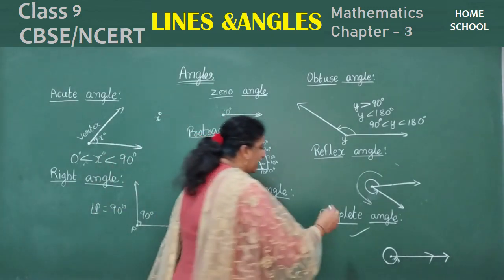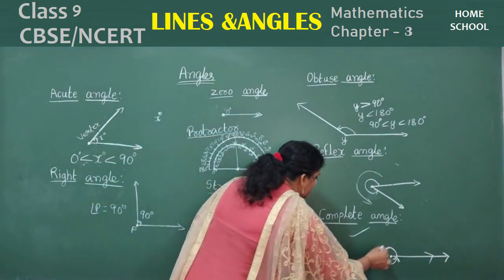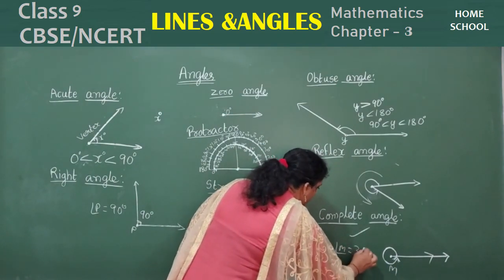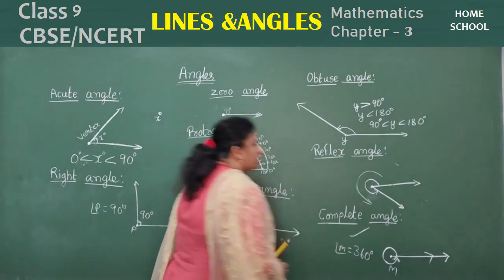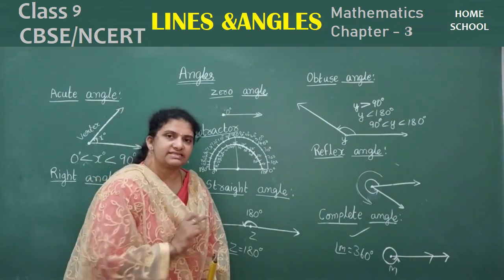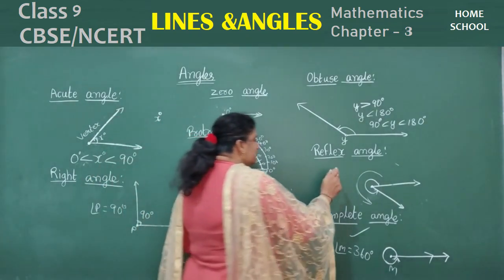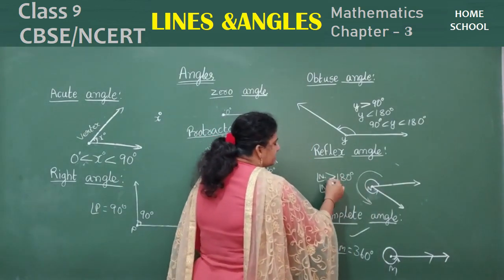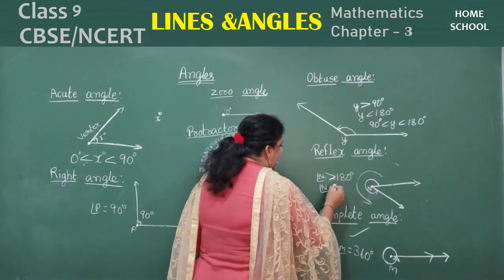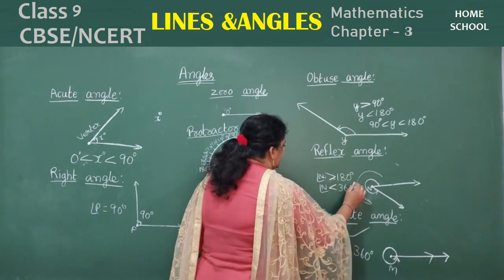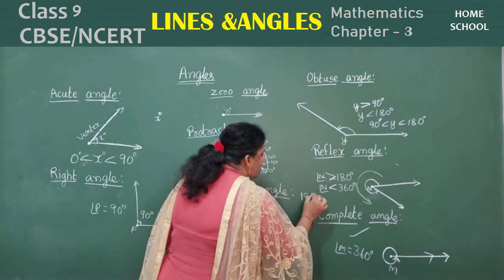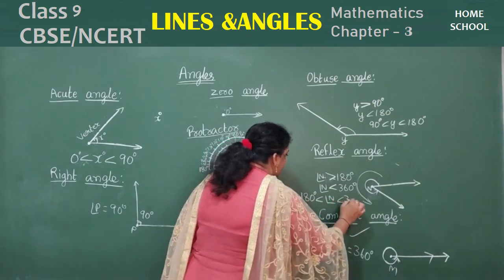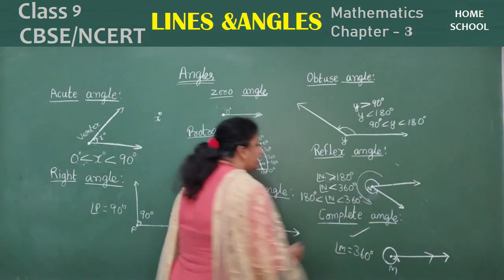What is a complete angle? What will it be, children? Let's take here M. Angle M is equal to 360 degrees. Whereas for this angle, let's take N, greater than 180 and less than 360. How can I write this? 180 degrees is less than angle N less than 360 degrees.